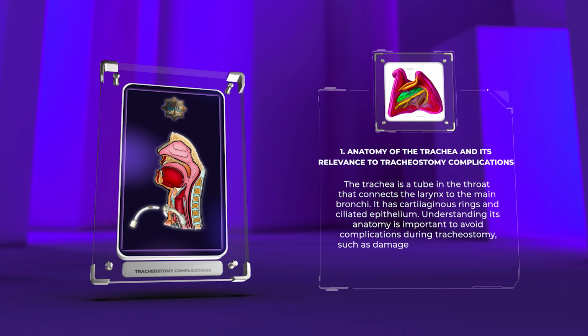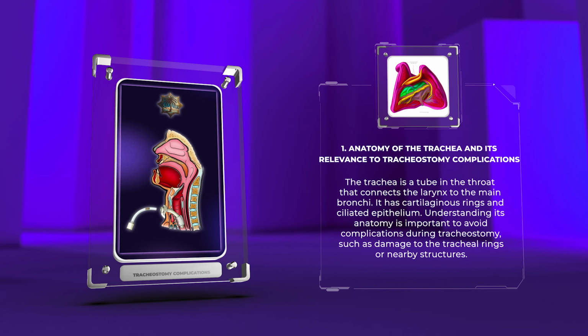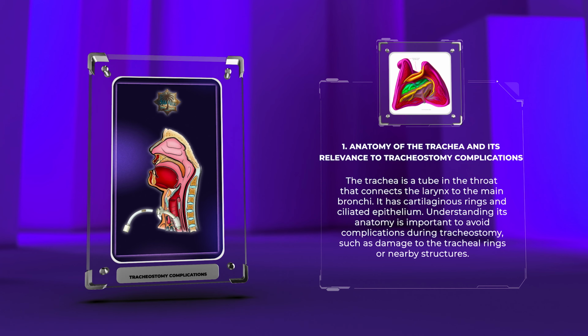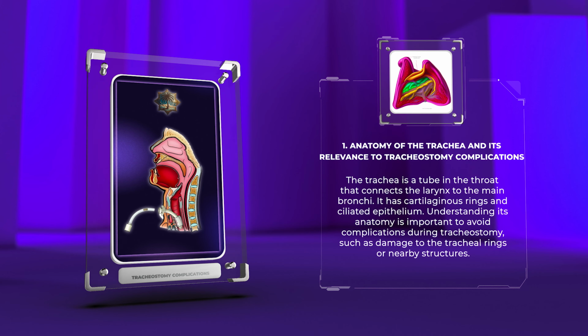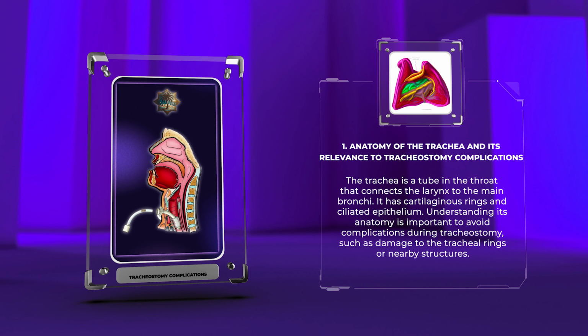It has cartilaginous rings and ciliated epithelium. Understanding its anatomy is important to avoid complications during tracheostomy, such as damage to the tracheal rings or nearby structures.